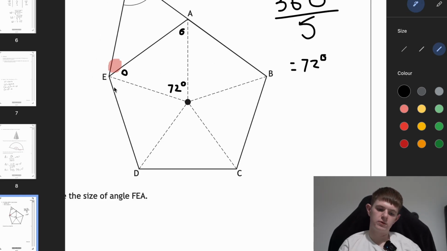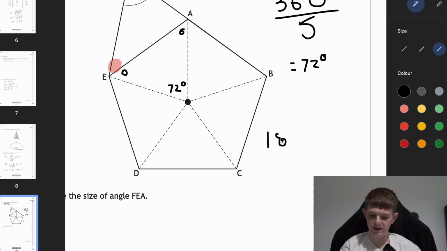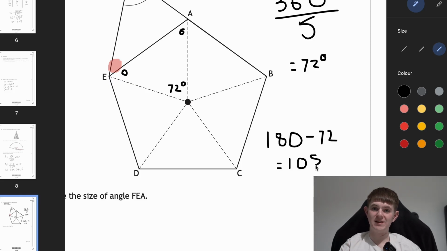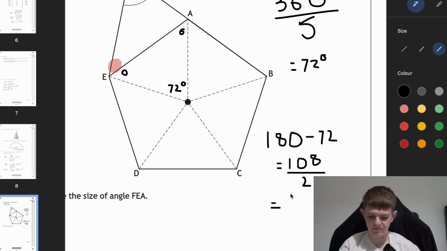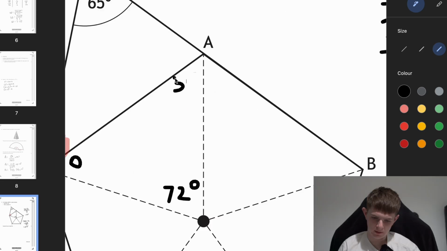So I need to figure out these two angles in here, how I'm going to do that. I know that angles in a triangle add up to 180. So I'm going to do 180, take away 72. That'll get me out 108. We need to divide that answer by 2. So 108 divided by 2 is 54 degrees. And because of symmetry, this must mean that that's also 54 degrees in here as well.